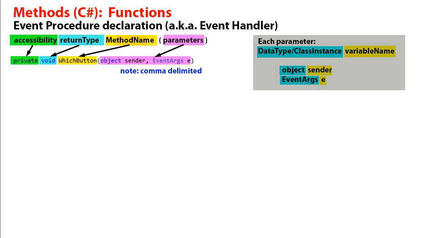And they look like variable declarations. And that's really what they are. We have a variable here called sender, and another one called e. Sender is of a data type of a class instance, or an instance of the class object, and e has a data type of an instance of the class EventArgs, or event arguments. Each parameter, then, is just like declaring a variable in that there's a data type and a variable name. And so sender and e we can treat as variables, and we can actually get information about the object and about the event itself that triggered this event procedure.